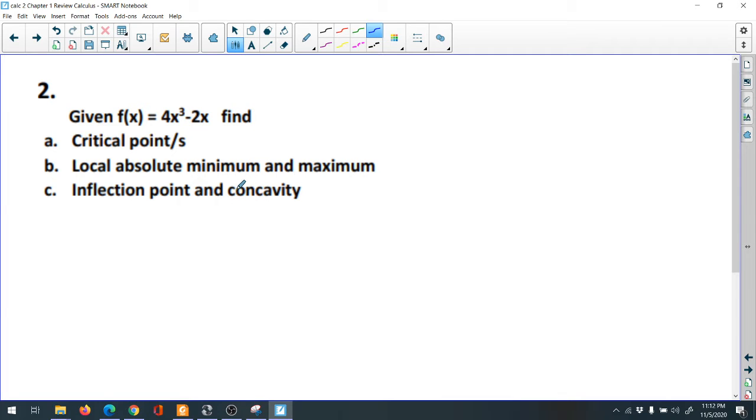Let's do that. Okay, so first, given the function f of x equals 4x to the third minus 2x, if you want to find critical points, this is your condition always. You're going to take the derivative and equal it to 0.